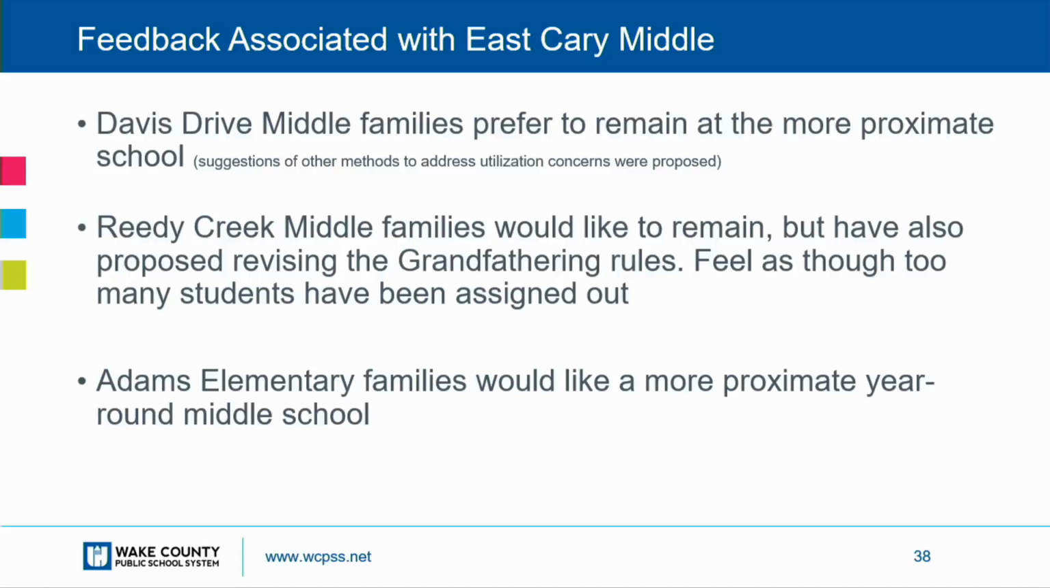Reedy Creek Middle School families would like to remain at Reedy Creek, as most students do, but they have also proposed revising the grandfathering rules, which again we'll discuss a little bit later. They did make some comments that they felt, as did Davis Drive, that too many students were being reassigned out of the existing school. And Adams Elementary families would like a more proximate year-round middle school. They also prefer to keep East Cary Middle School as year-round as well.